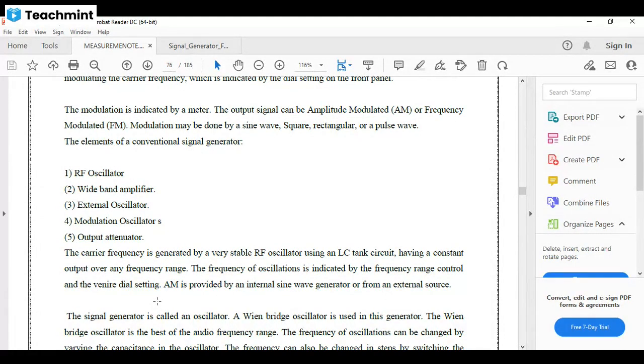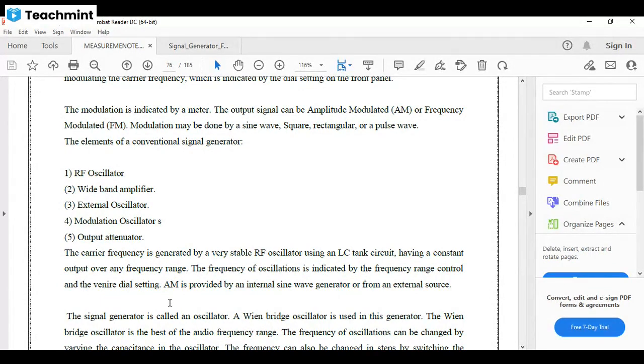The frequency of oscillation is indicated by the frequency range control and the Vernier dial setting, and the AM or amplitude modulation is provided by an internal sine wave generator or from an external source, which is produced by the external oscillator.